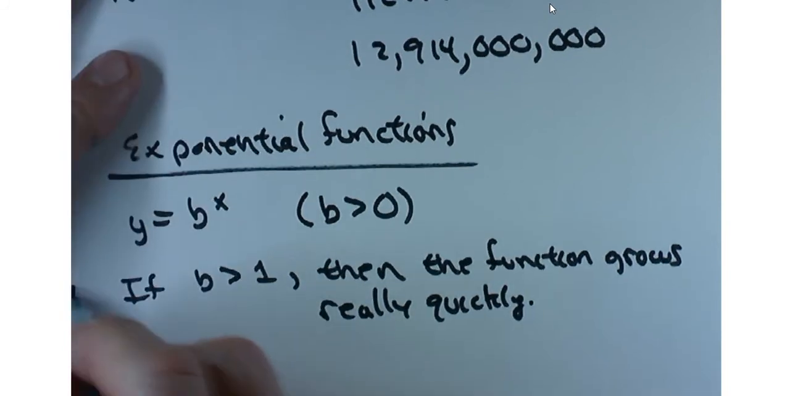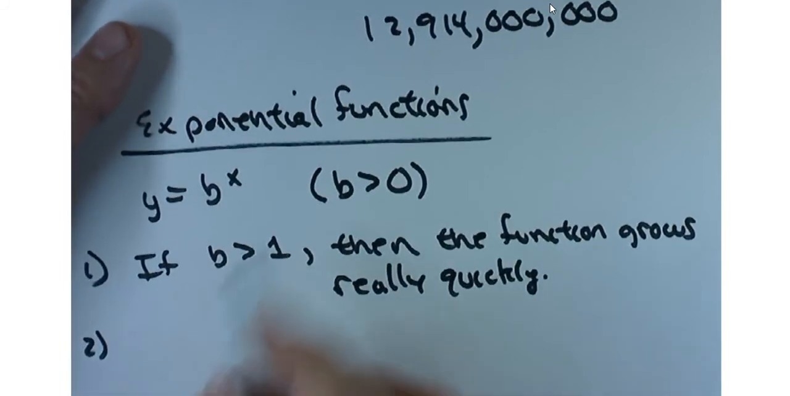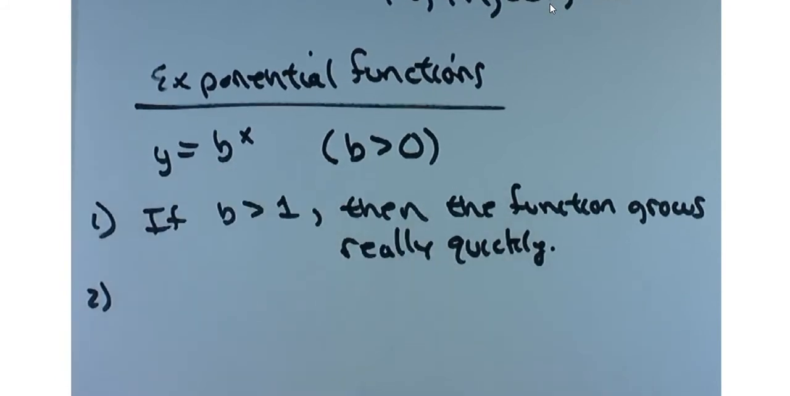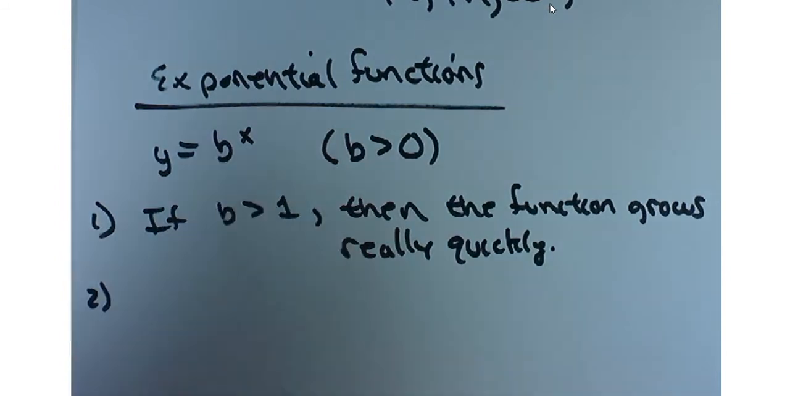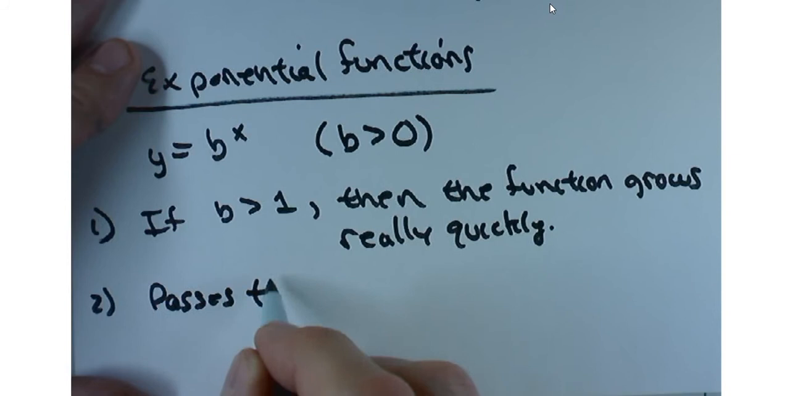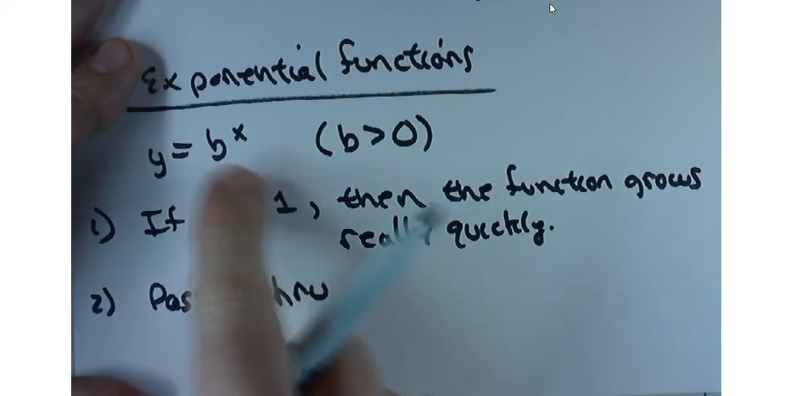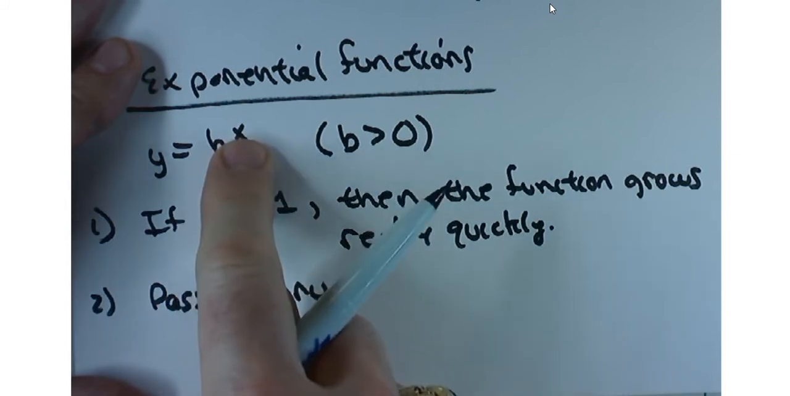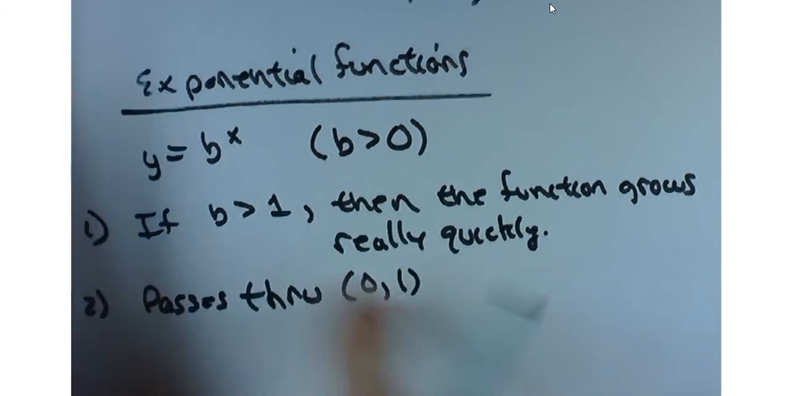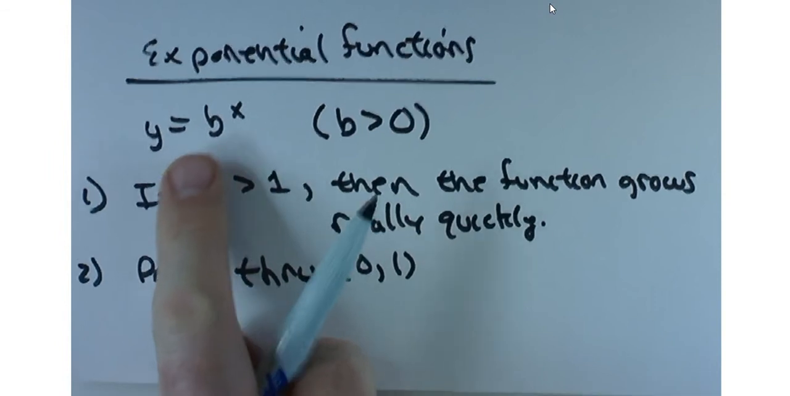All right, so that's one thing. These grow really, really quickly. Another thing, let's remind ourselves, how do you find the y-intercept of a graph? You remember how to do that? Yeah. If you set x equals 0, b to the 0 power is 1. So any graph of this form has to pass through the point (0, 1).